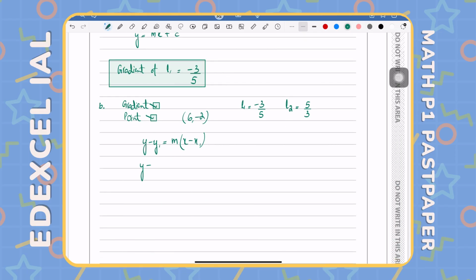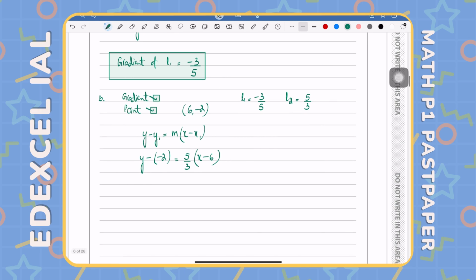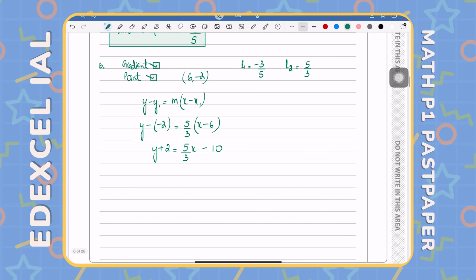So y minus y1 basically means y minus the y coordinate of the point that we're given is equal to m, which we're also given is 5 upon 3, into x minus x1, which means x minus the x coordinate of the point that we're given. Now, let's cross multiply. So this will become y plus 2. In fact, you know what, since we have to make y the subject, let's not cross multiply. Let's just expand the bracket. So this would be 5 upon 3x. And then 5 times 6 is 30. 30 divided by 3 is minus 10. If you're not feeling too confident, use a calculator.